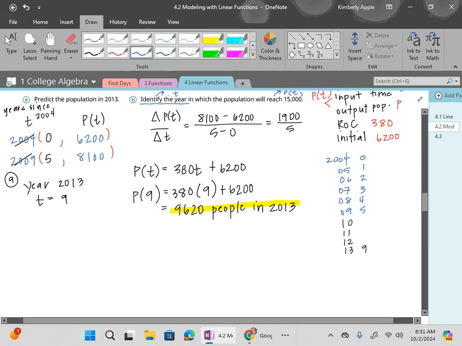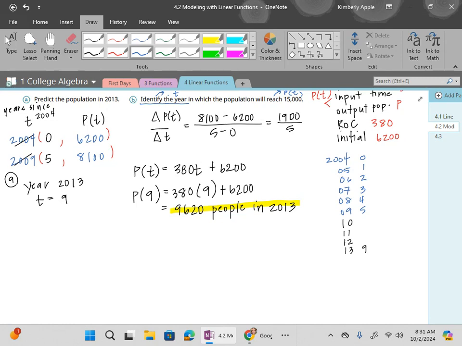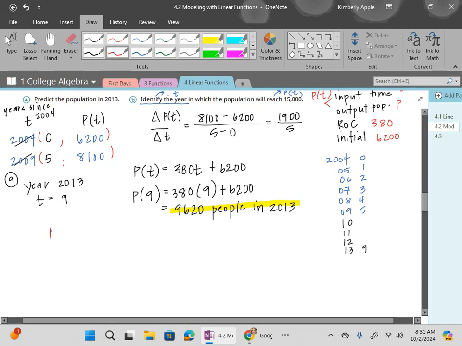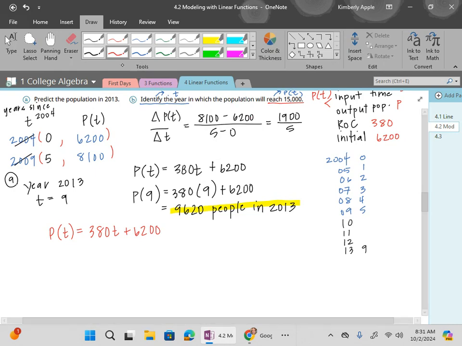This is all the way back to chapter 3, when I asked you to evaluate, and then I asked you to solve for a particular value of the input variable. This is the same thing. All right, so what am I looking for now? I'm trying to find T, P of something. Let's rewrite the model and then input what I'm given. So it gives me a P of T of 15,000.